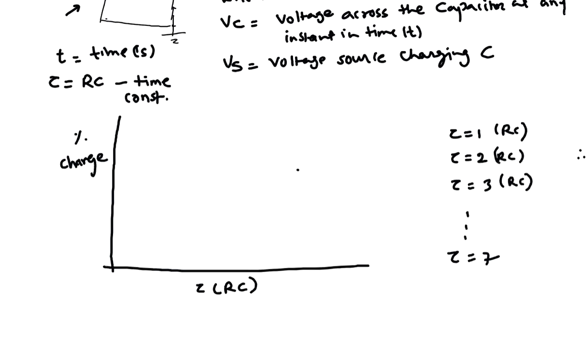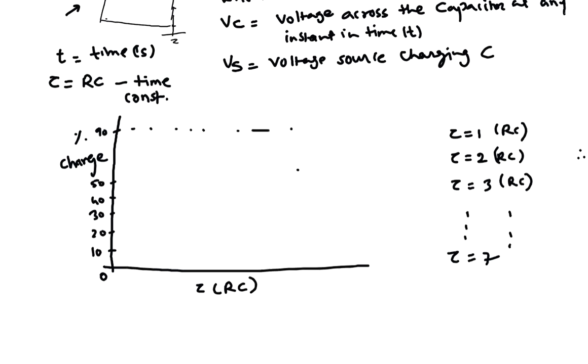Okay, so what you see here, you start with 0% of charge. The capacitor is 0% charged, and then you have 10%, 20%, 30%, 40%, 50%, up to, let's say, 90%. That's how you will see that.